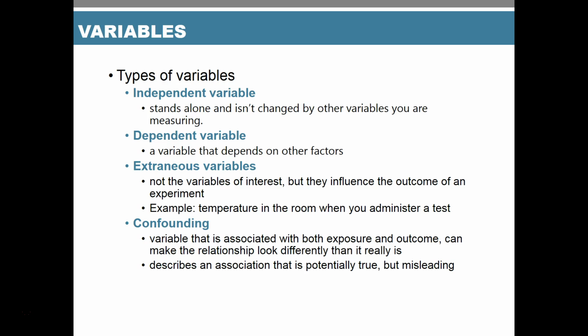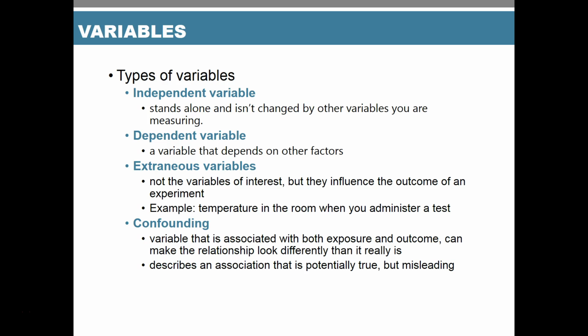This is not the variable of interest, but it influences the outcome of our experiment. An example is the temperature in the room when you want to administer a test. Let's say we're in Arizona, in Phoenix, it's June, people are taking a memory test, and the air conditioning goes out. All of a sudden, it's going to be like 105 degrees in that room. People are not going to perform as well on that test as they would if the air conditioning was working and it was 80 degrees, a more normal temperature. So in this case, we weren't trying to measure the temperature in the room, but it's affecting our experiment because it's affecting how people are performing on that test.